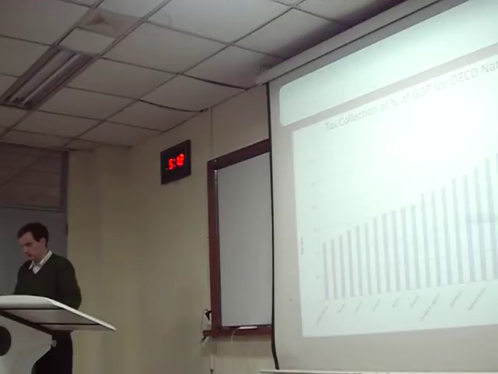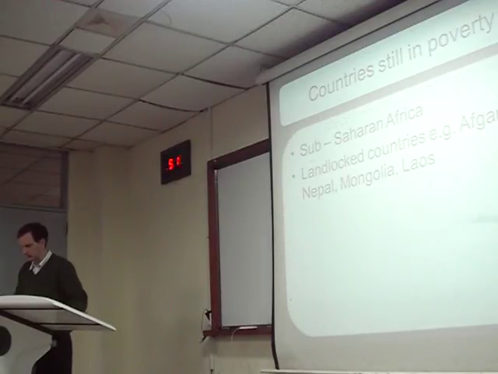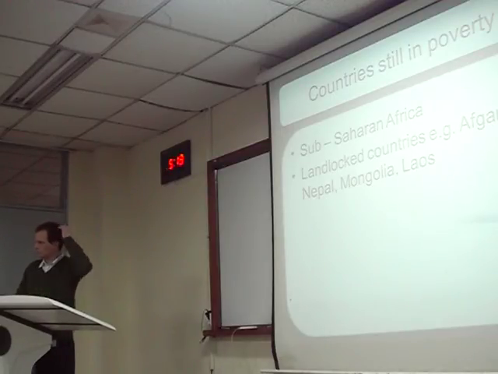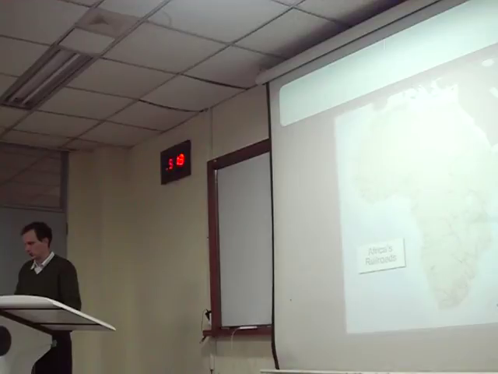Okay? So Korea, down here, right, near the US, can improve there. So Sub-Saharan Africa is the main challenge that we need to improve. And also Afghanistan, Nepal, Mongolia, Laos, those kind of poor transition economies.